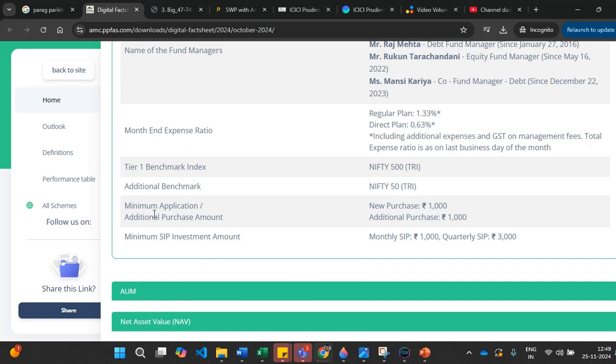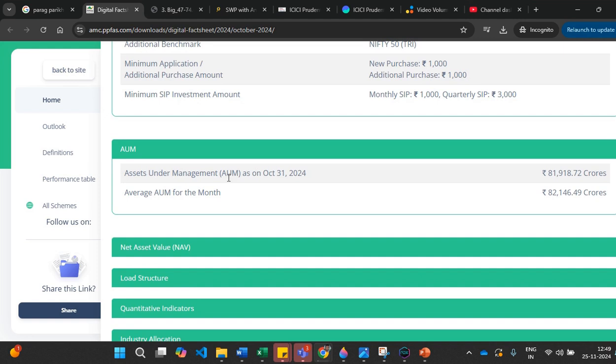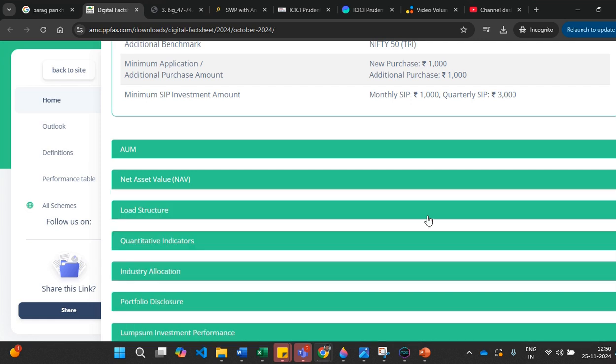It will mention the minimum application amount, the new purchase and additional purchase amounts, and it will show the minimum SIP amount. The monthly SIP minimum is 1,000, so you can't do less than that, and this is the quarterly amount. AUM is assets under management. The total amount present in this mutual fund is this much total assets, including all the people's funds here, right? And the net asset value, for the regular plan and direct plan, is the price per unit. How much it is going to be is mentioned in the net asset value.